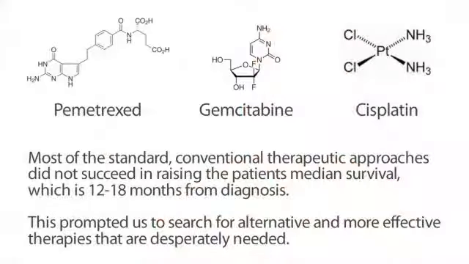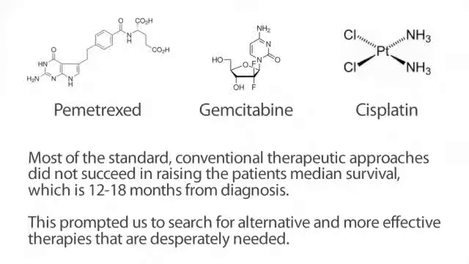We see that several therapeutic strategies have been tested in the past years for malignant mesothelioma. Surgery, of course, radiotherapy, immunotherapy, and chemotherapy. And we see some of the molecules, the chemicals mostly used in conventional therapies: pemetrexed, gemcitabine, cisplatin. All these agents can kill cells.